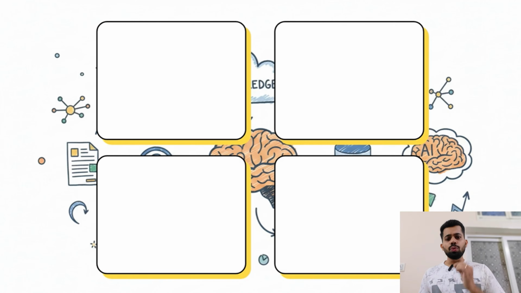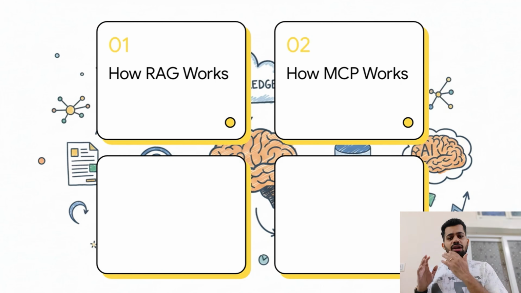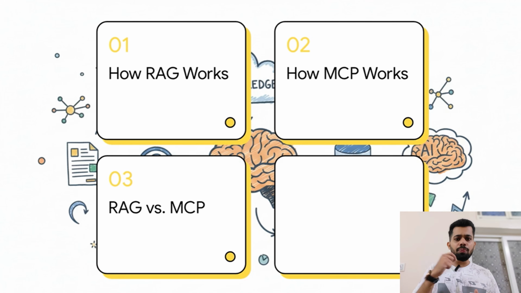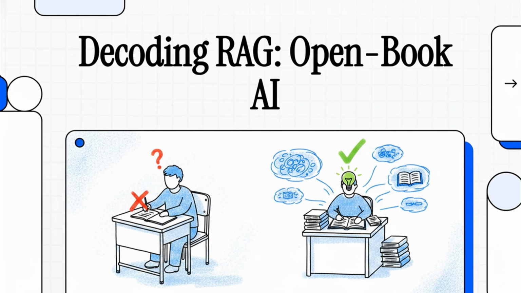In this video, we will build both ideas from the ground up. We will look at how RAG works, where it shines, where it falls short, and then compare it with the MCP-powered agentic approaches. Finally, we will put them side by side and walk through a practical checklist for choosing the right pattern. Alright, let's start with Retrieval Augmented Generation or RAG.